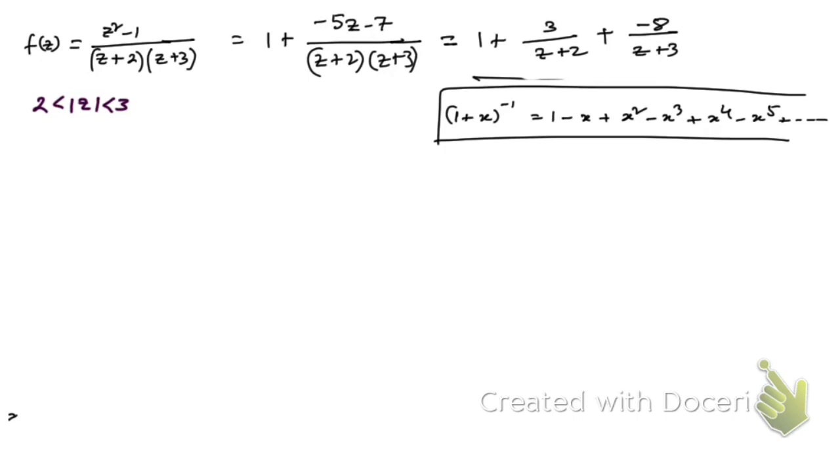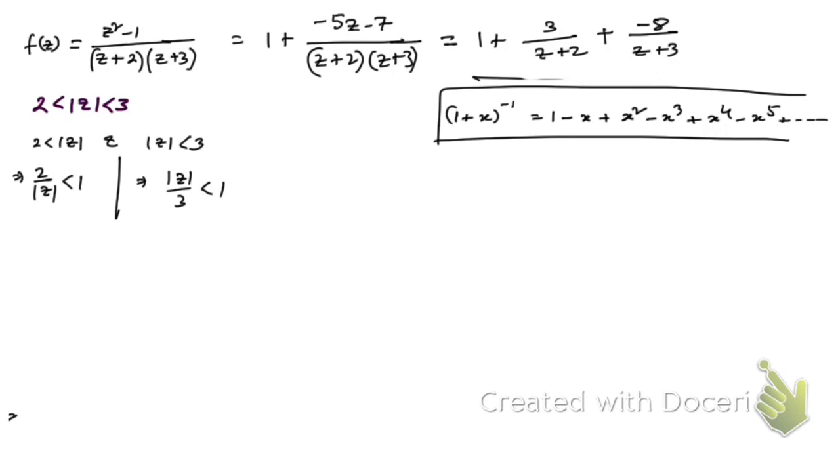Now let me split this into two parts, that is 2 less than mod of z, and mod of z less than 3. From 2 less than mod z, that implies 1 less than mod z by 2, so we should make it less than 1, right? So we can write here 2 by z is less than 1, and from the other part we can get z by 3 less than 1, right? So hope you have understood this.